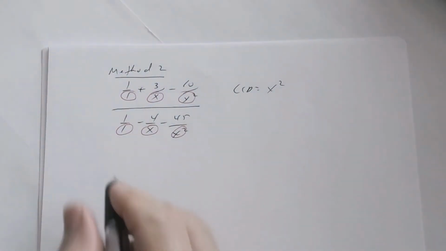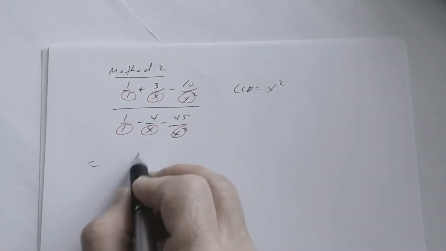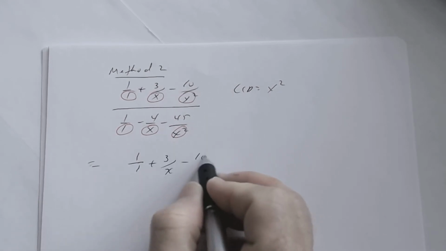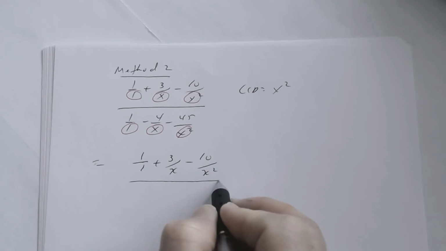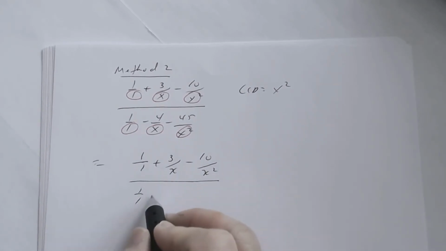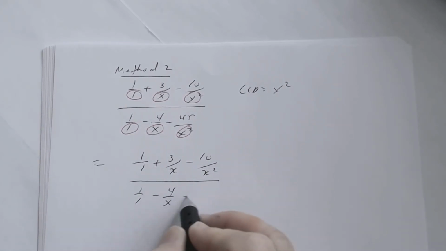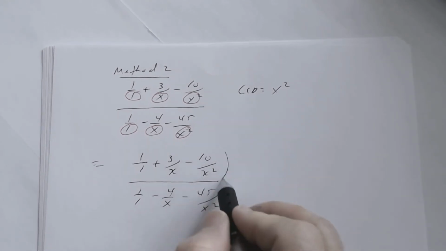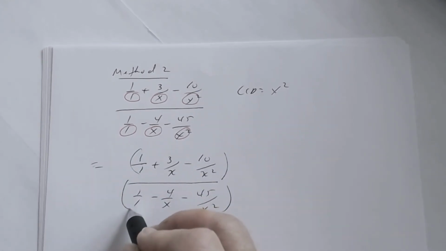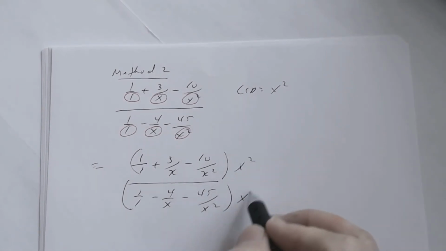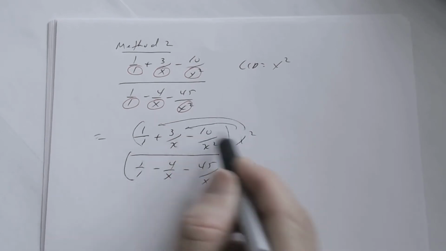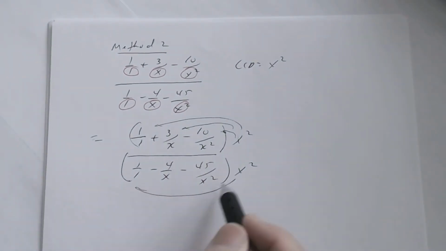All right, so once you find it, I'm going to go ahead and rewrite this over. So I have 1 divided by 1 plus 3 divided by x minus 10 divided by x squared. And then that's being divided by 1 divided by 1 minus 4 divided by x minus 45 divided by x squared. So once you find the LCD, you're going to take the numerator and the denominator, and you're going to multiply by x squared. Okay? And now you're going to distribute. Just like this.